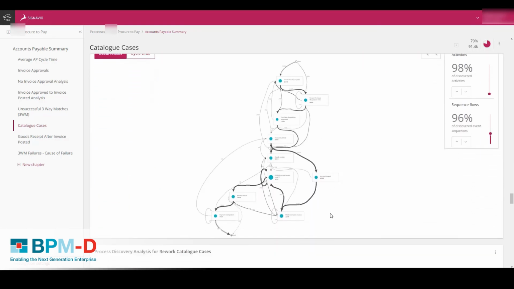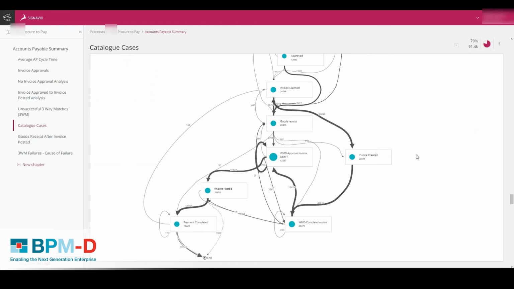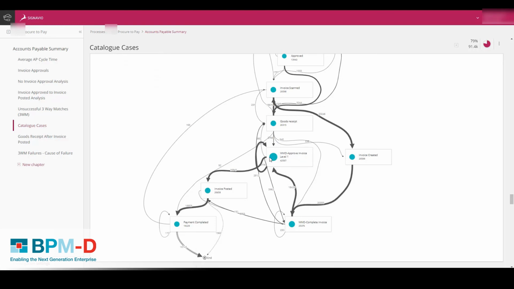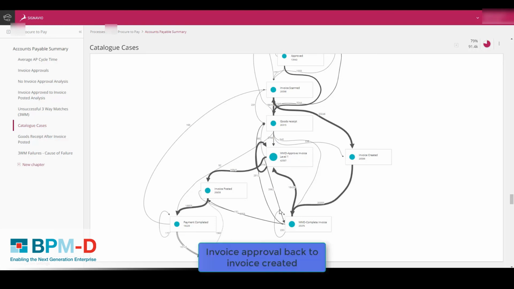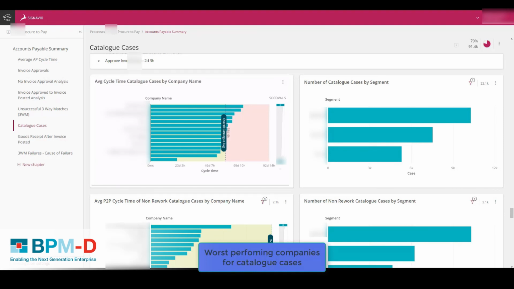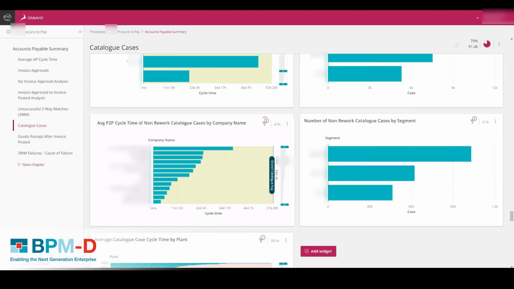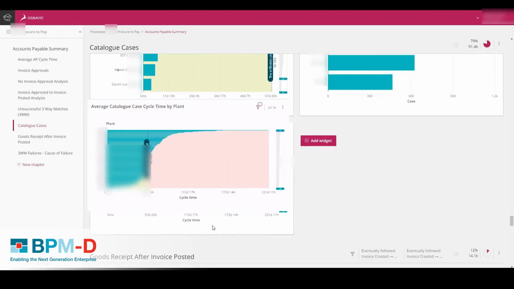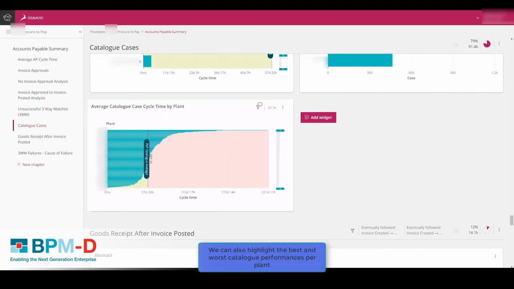By looking at the process discovery diagram, we can identify the most frequent rework areas for catalogue cases. These are invoice approval back to complete invoice, and complete invoice back to GR. We can identify the companies which are performing catalogue cases poorly and those who have efficient catalogue P2P processing time. This can also be viewed at a plant level.